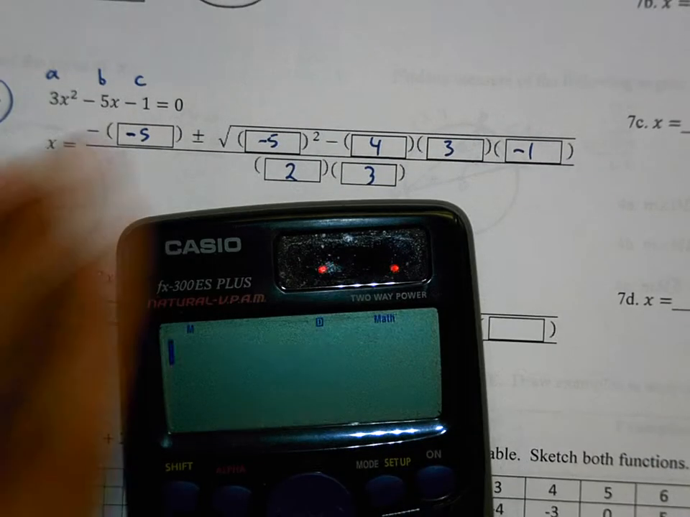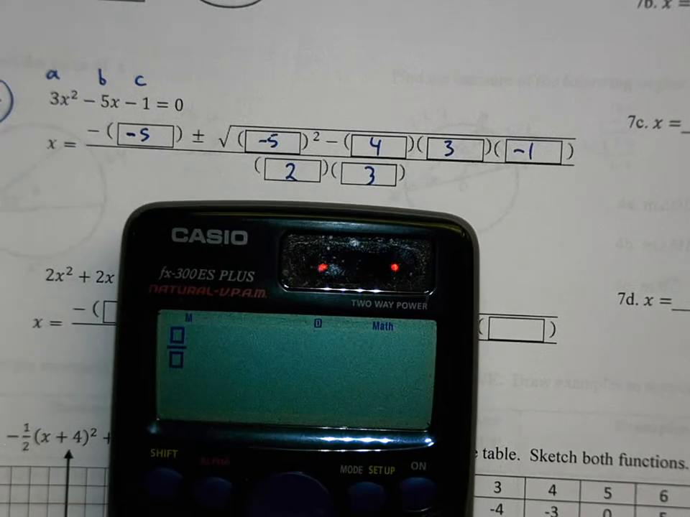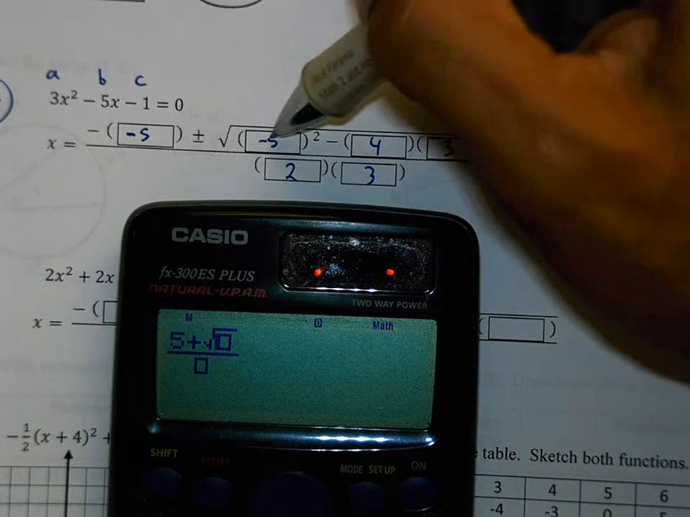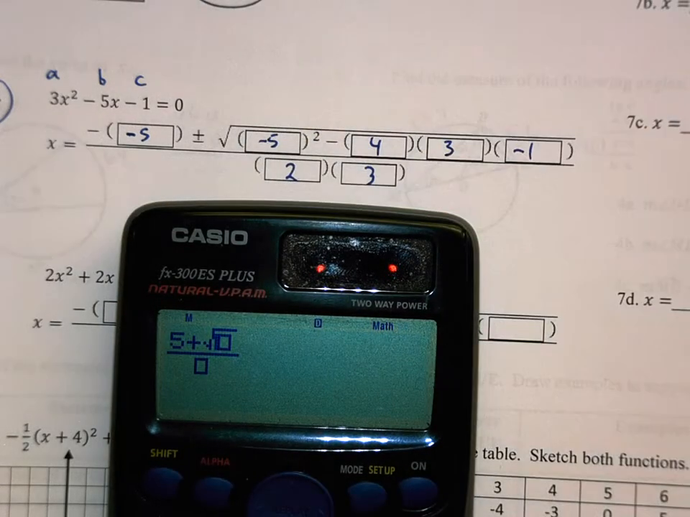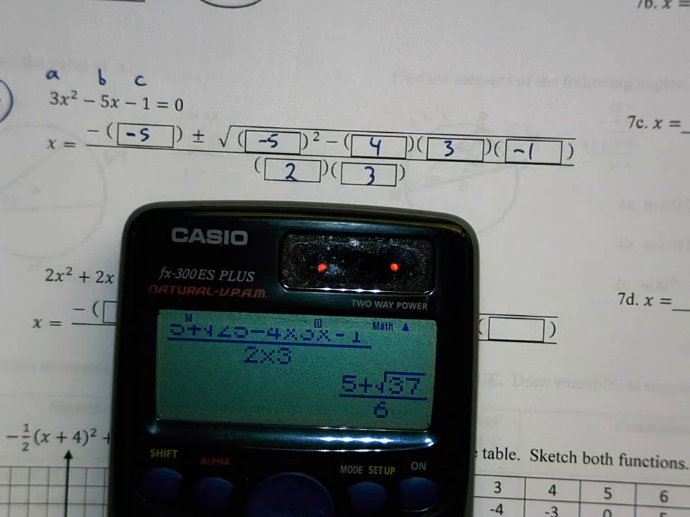What I'd recommend that you do is use the fraction button on your calculator. Negative, negative, do that in your head. Plus or minus you can't put in. Just do the positive one first. Square root of negative 5 times negative 5 is a positive 25. Minus 4 times 3 times negative 1 over 2 times 3. My calculator can simplify the positive value.